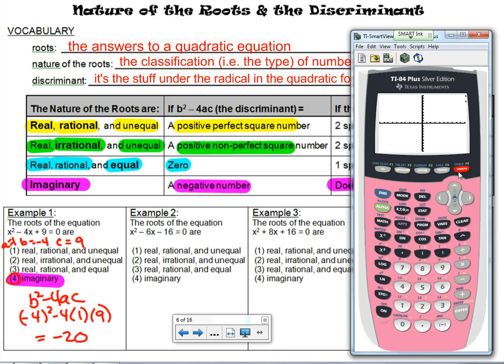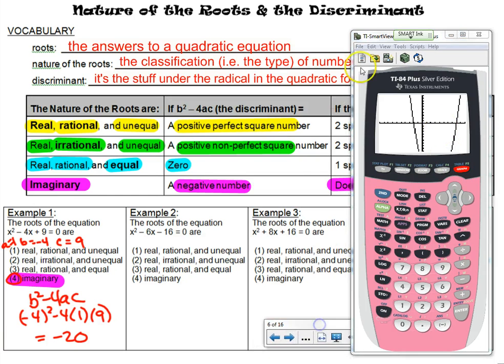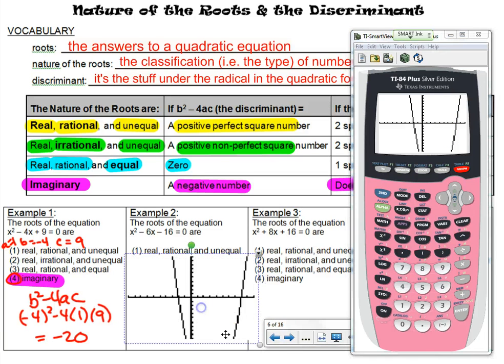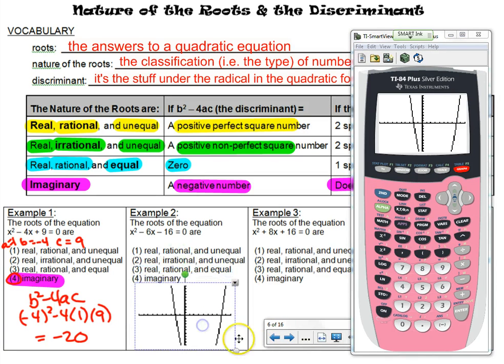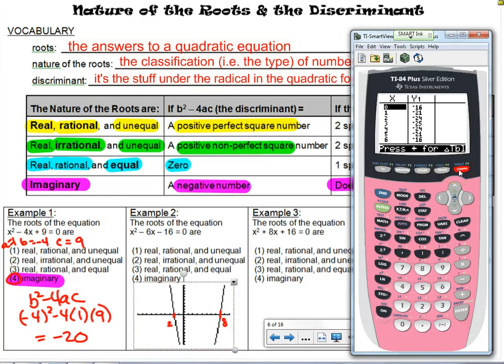Okay, taking a look at the graph of example 2. I can see that in fact the roots are crossing at the number -2, and they're crossing at the number 8. And on this particular 84, if you're having trouble because of the pixels, you can't tell if they're actually meeting, you could just go to the table.